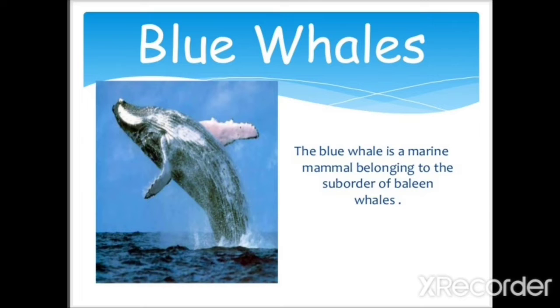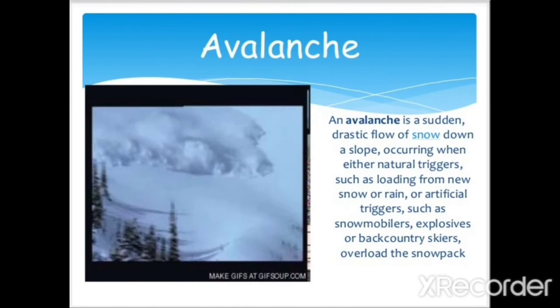Blue whales. The blue whale is a marine mammal belonging to the suborder of baleen whales. Avalanche. An avalanche is a sudden drastic flow of snow down a slope, occurring when either natural triggers such as loading from new snow or rain, or artificial triggers such as snowmobilers, explosives or backcountry skiers overload the snowbank. You can see the image of an avalanche.